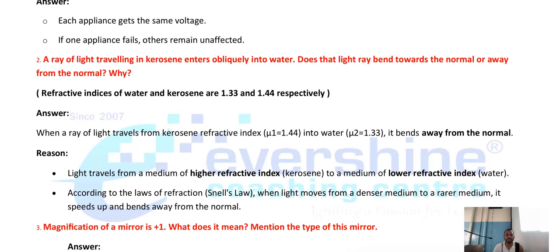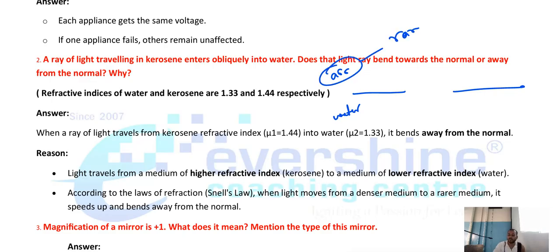A ray of light traveling in kerosene enters obliquely into water. Does that light ray bend towards the normal or away from the normal? My dear students, I just want to mention one key point here. Now, as you can see, we have two different mediums. Let me say this is air medium, or usually we call it rarer medium. Water medium we call denser medium. Remember this point: air is called rarer medium, water is called denser medium.